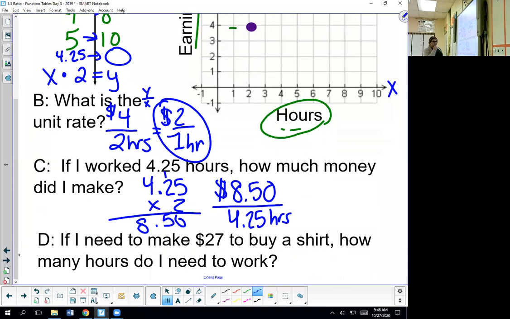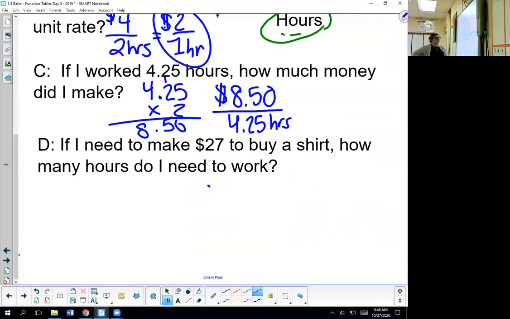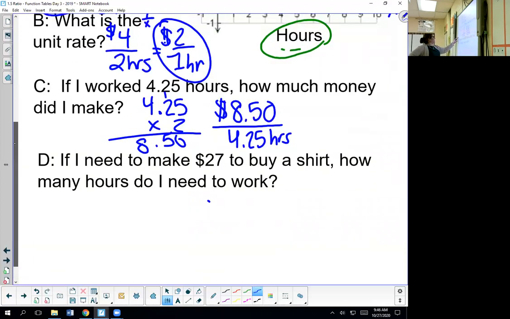Say I need to make $27 to buy a t-shirt. How many hours do I need to work? So I'm not working partial hours, I'm working full hours here. In this case, you could use mental math. I need to get somewhere around $27 and I need to figure out how many hours I need to work. Now, if you want to be exact, you sure can divide and you have a decimal.